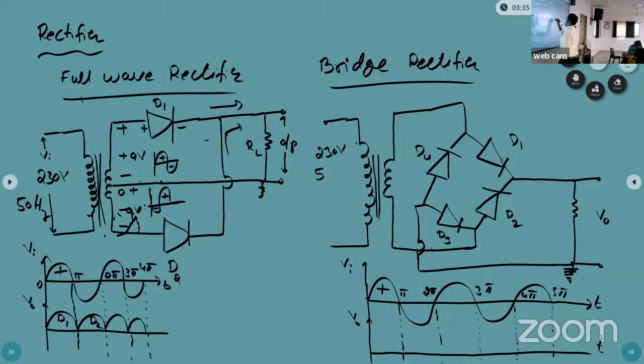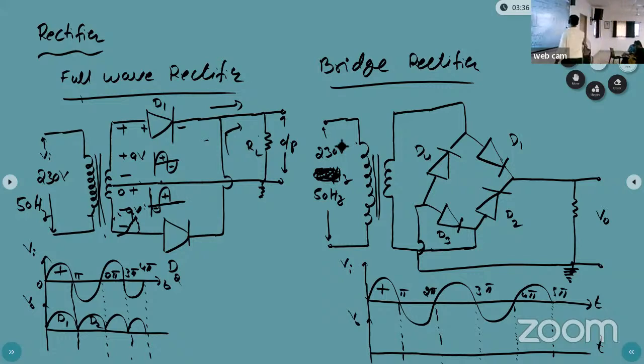230 volts, 50 Hz. We have the step down transformer. That step down transformer is converting the high voltage into low voltage. Now apply the first half cycle between the 0 to pi period.